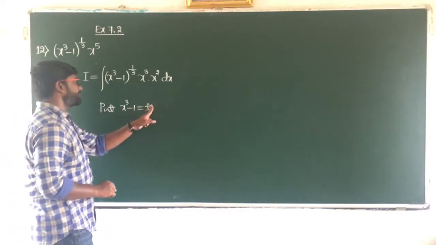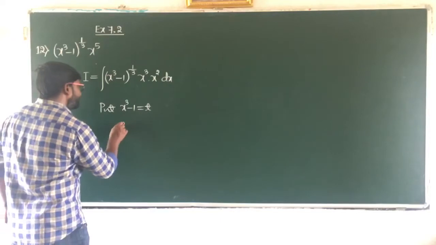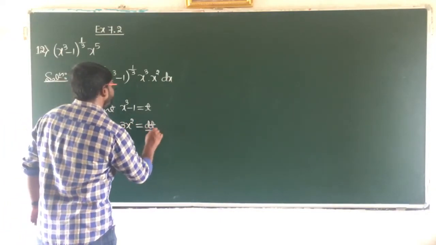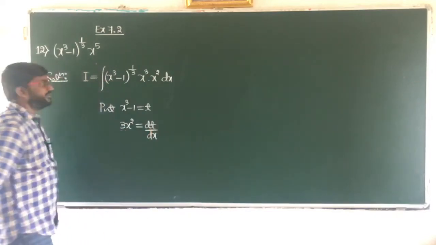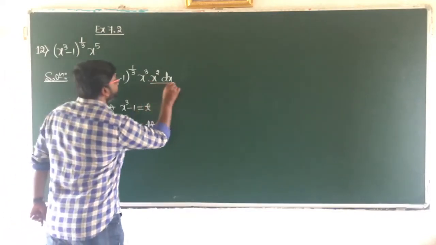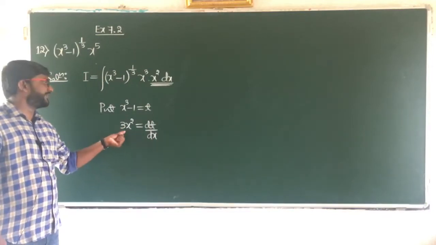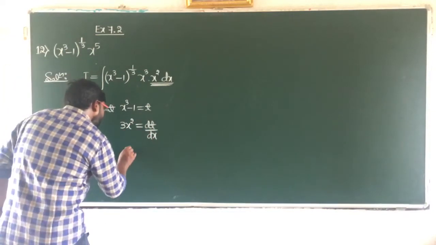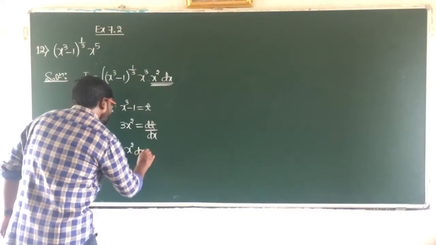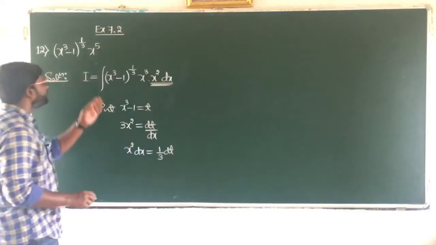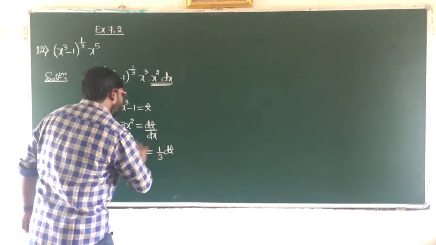Differentiate both sides with respect to x. We get 3x², which is equal to dt by dx. So what do we need now? We need only x² dx. So take dx to the LHS and 3 to the RHS. So x² dx is equal to 1/3 dt.